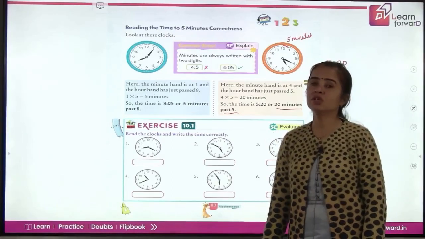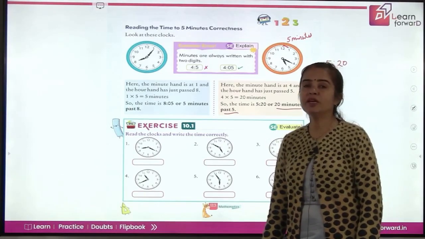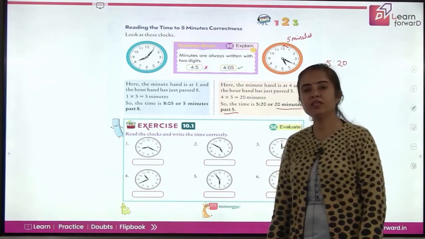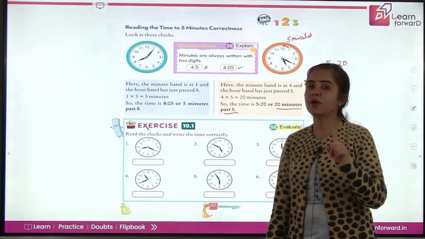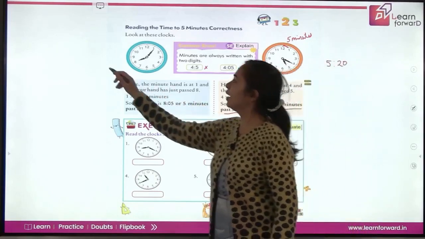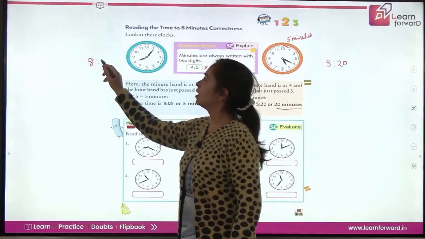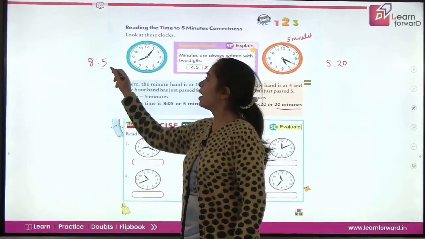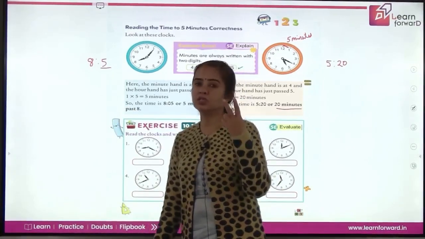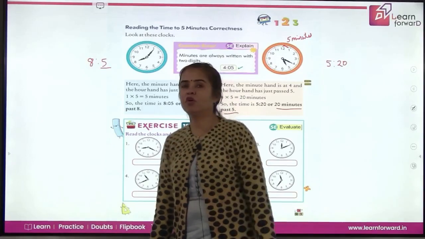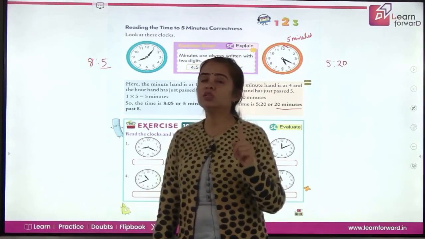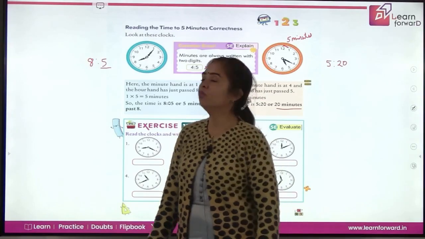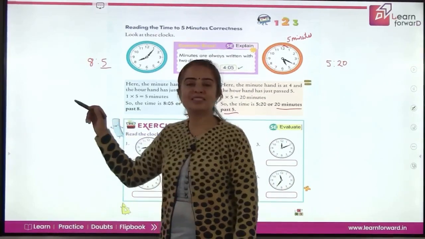Now remember children, when we write 20, how many digits does it have? 2 digits. But when we write 5, how many digits does it have? Just 1. So it is not correct to write the time as 8 hours 5 minutes. Always remember the minutes part here has 2 digits. Now tell me, if you want to make 5 a 2-digit number without changing its value, what will you do? You will add a 0 to it.